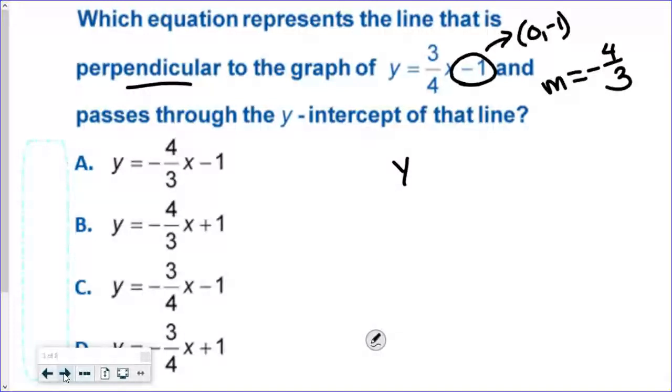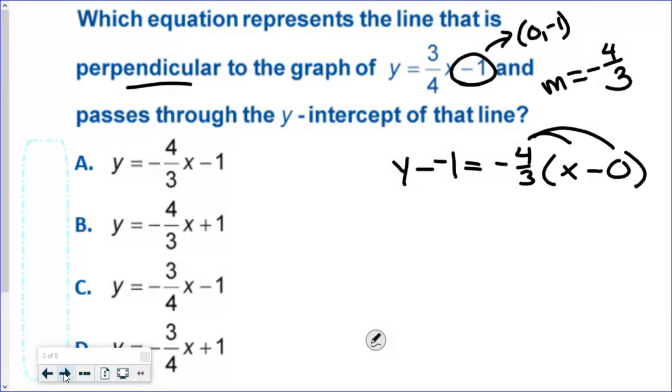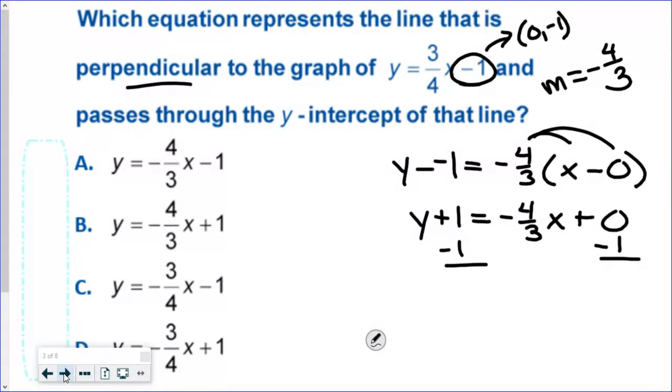So that's my x and that's my y. So it's y minus the y value, equals the slope, x minus the x value. And then I distribute. That actually becomes a plus. This is -4/3 x, and anything times 0 is 0. So then I just have to minus 1, and I get y equals -4/3 x minus 1, because it's perpendicular. Okay, and that's A. And again, I knew it wasn't C or D because of the slope.